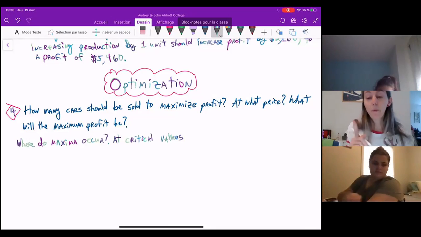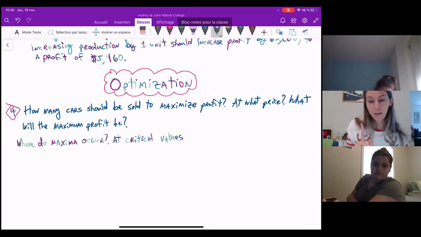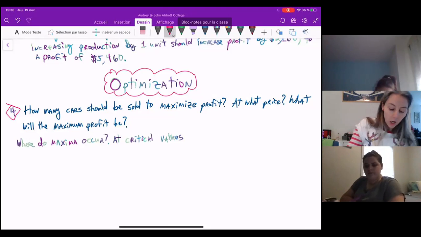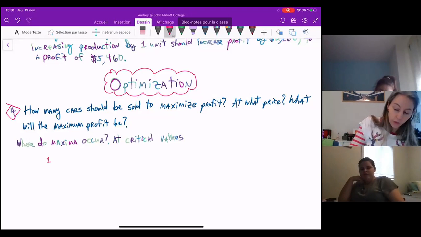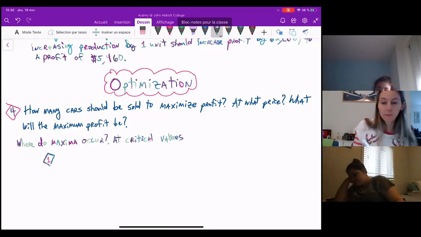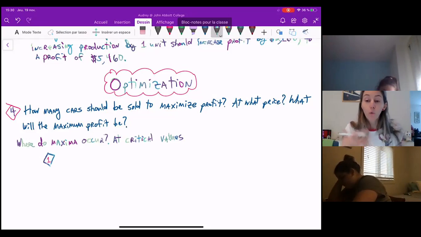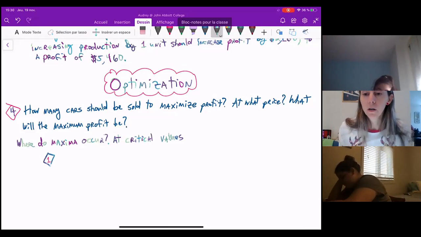So the first thing we want to do though, before we find critical values, is we want to have the function that we're looking at. So our first step, and I'm going to post the steps for optimization online, is to write down an equation for the function that you are trying to optimize.